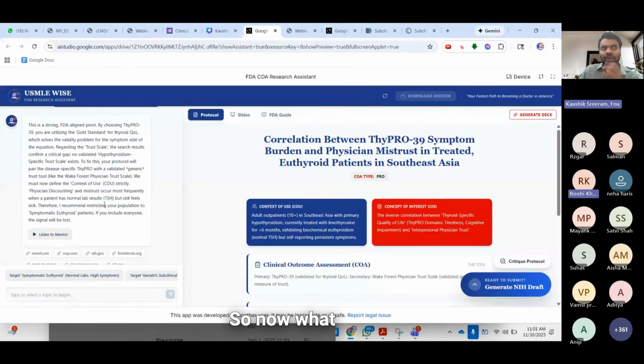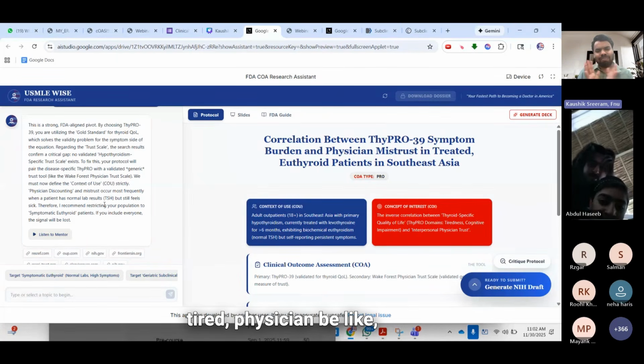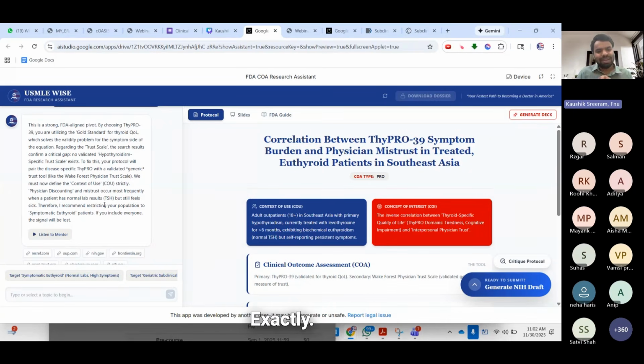So now what have we done? We have taken your idea and it has told us, okay, to really answer your question of physician mistrust or physician discounting, this will happen logically. It makes sense, right? If thyroid values are normal and the patient is telling you I'm not feeling that well or I'm feeling tired, the physician will be like, oh, you're just feeling low, right? So that is physician discounting. Exactly, that's exactly what I wanted to talk about.